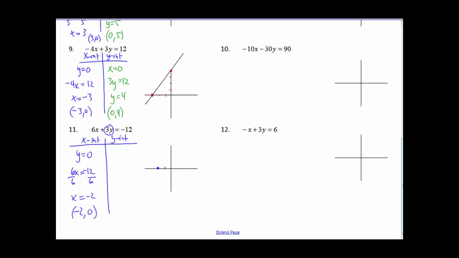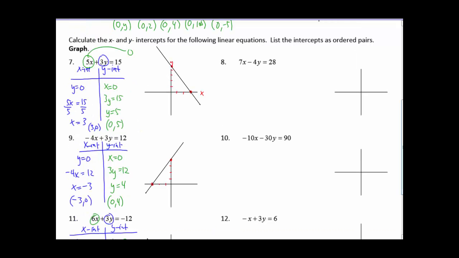We do the y-intercept. x is now 0. The 6x, if we plug in 0, becomes 0. So we're left with 3y equals negative 12. Divide by 3 and you get y equals negative 4. So 0, negative 4 is our other point. This time we're going to go not left or right. We're going to go down 1, 2, 3, 4. We have our 2 points. We can connect the dots and graph. And there we go.